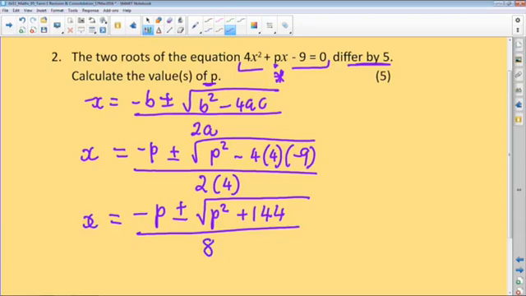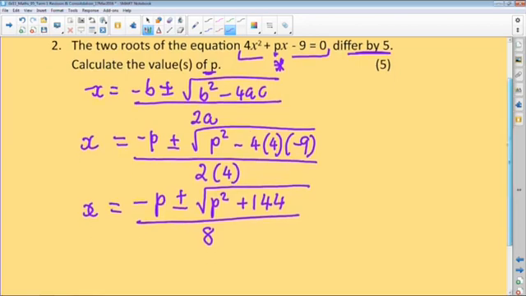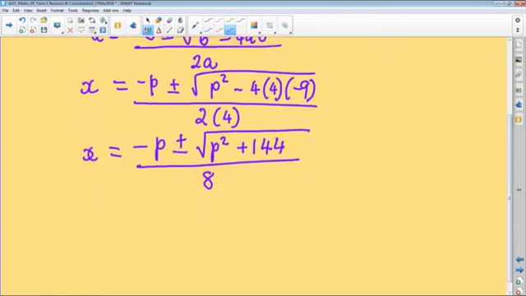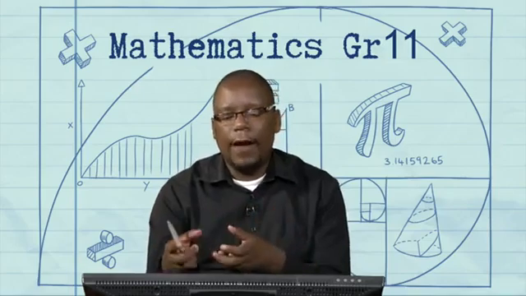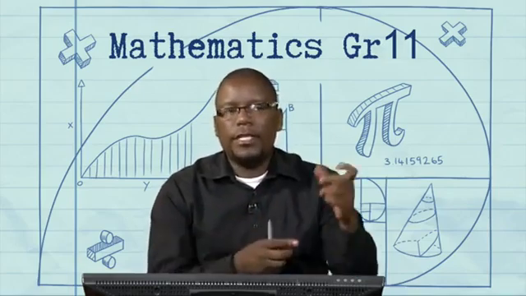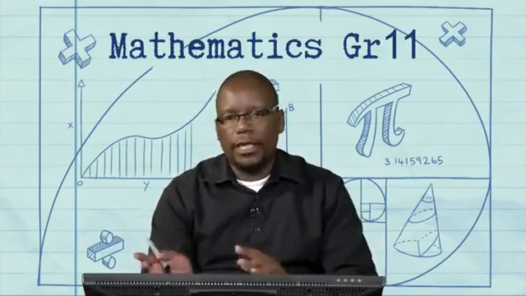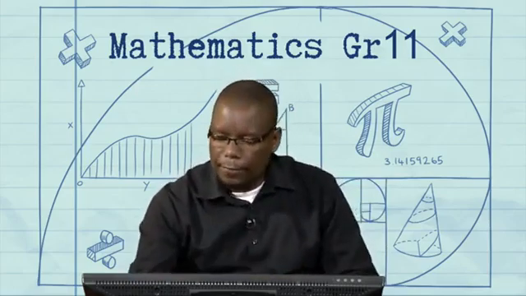Now, but we have not yet answered the question. They're saying the two roots, okay? So in this case, what are the roots? It is minus p plus the square root of p squared plus 144 over 8, and minus p minus the square root of p squared plus 144 over 8. But they differ. Their difference is 5. So if I subtract one from the other, I should be getting a difference of 5.